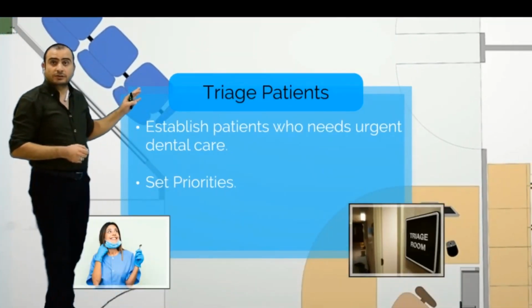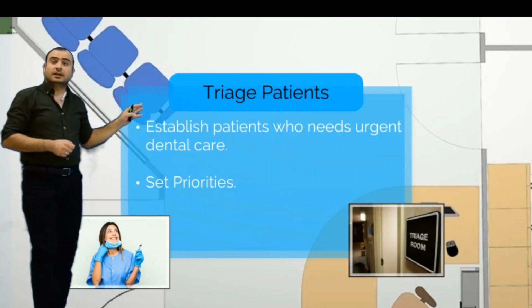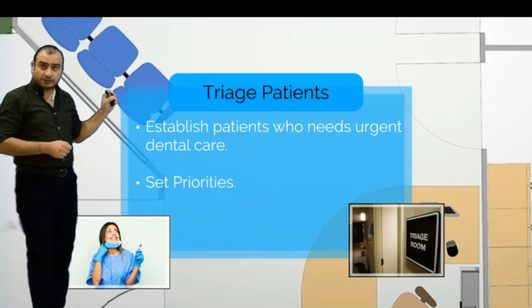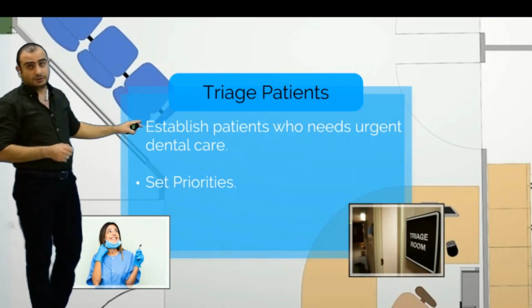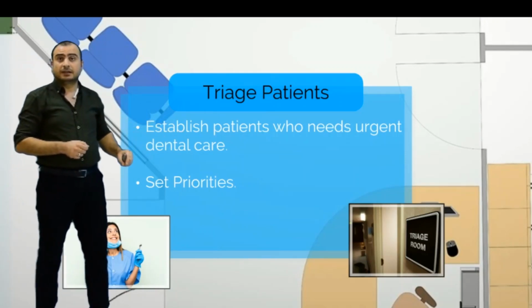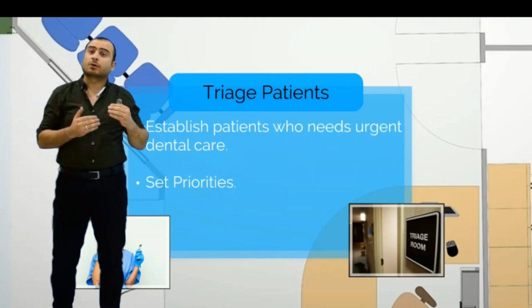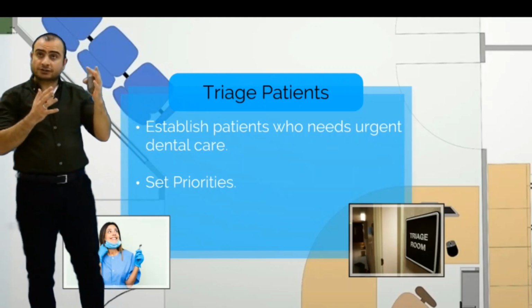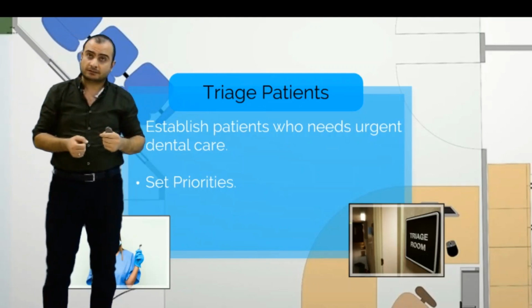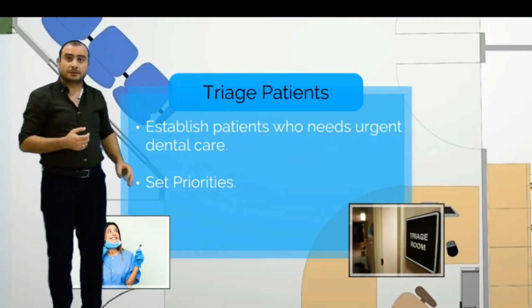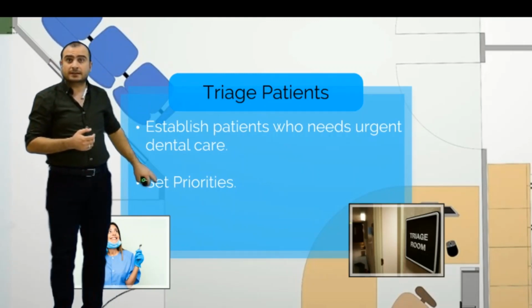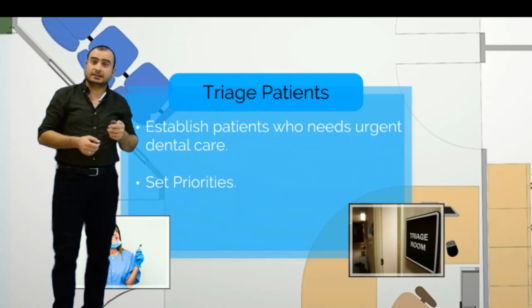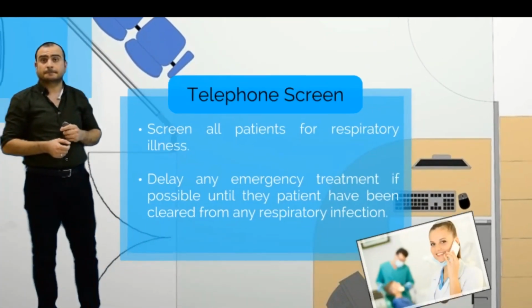We also need to consider triaging our patients. This needs to be done to establish the patients who need urgent dental care, and also to set our priorities, so the most urgent treatment is delivered before the less urgent one. So priority needs to be set after we establish the patients that need emergency dental care.